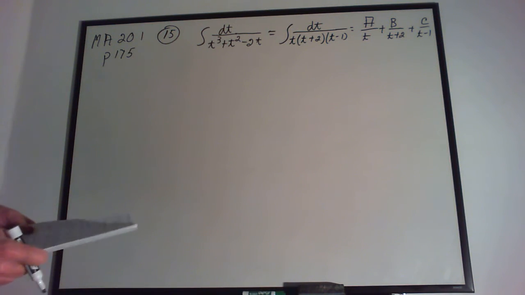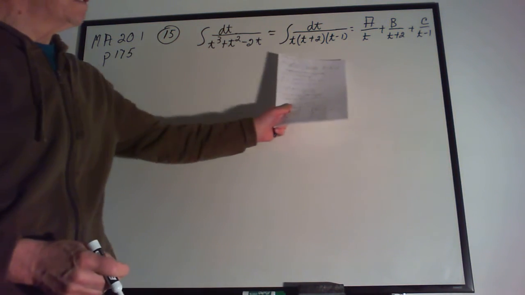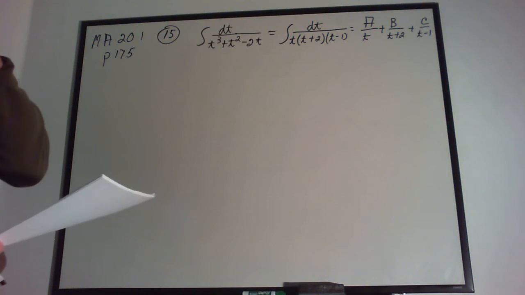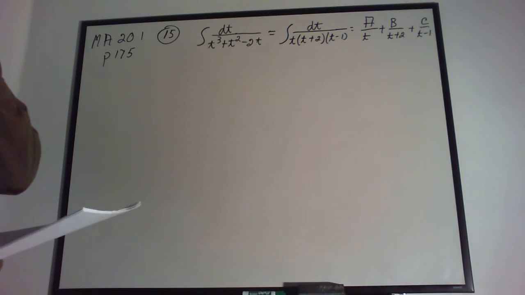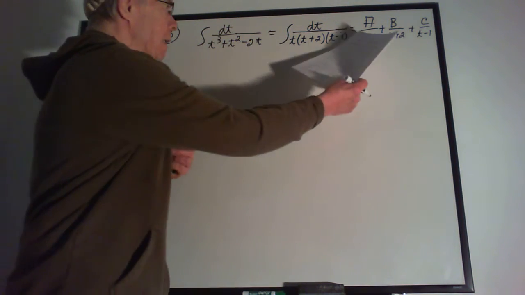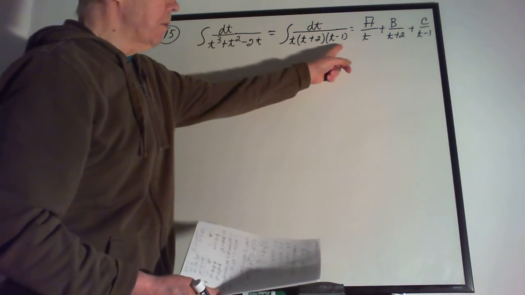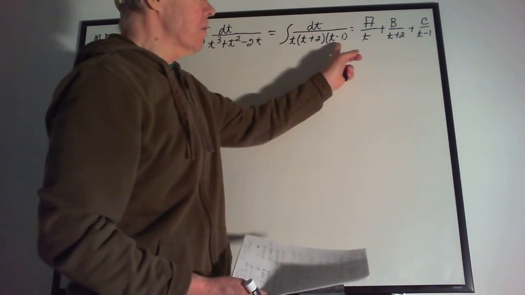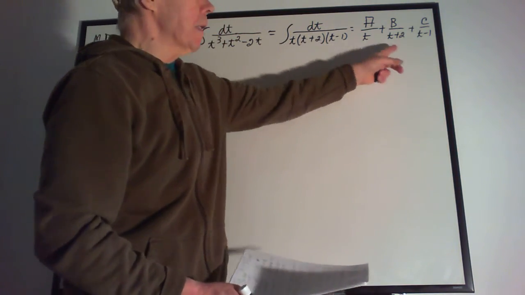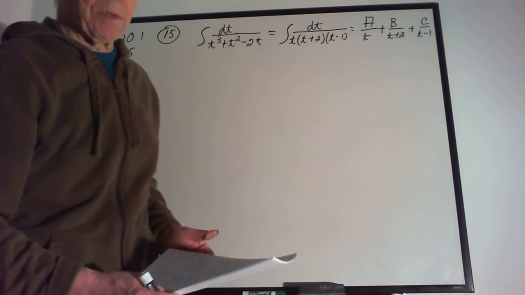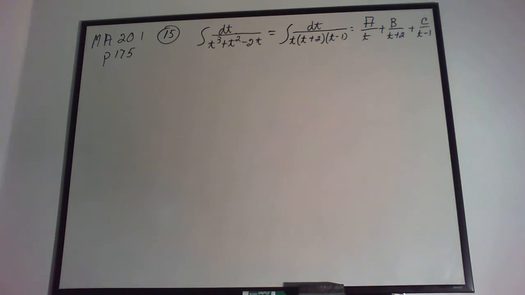All right, try problem 15. Pause the video, see how you do with it. Remember, you have to multiply A by this denominator, B by this denominator, C by this denominator. You cancel out. So go ahead and try it, see how you do with it.